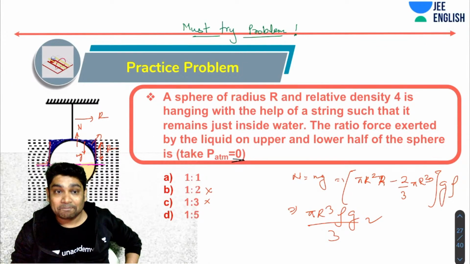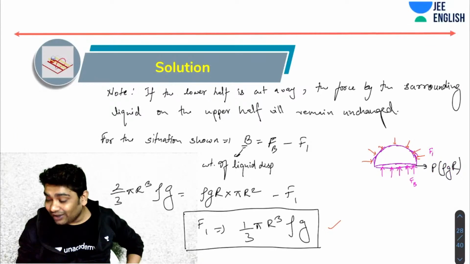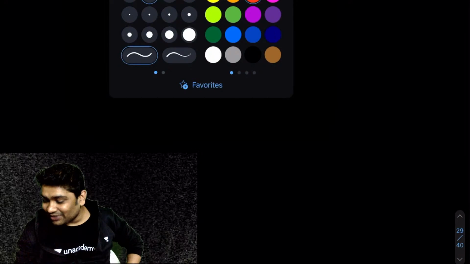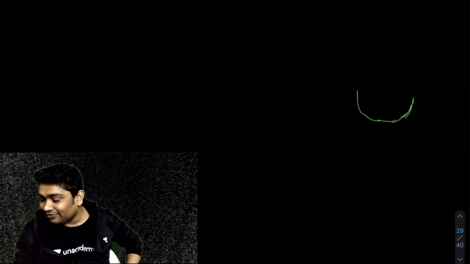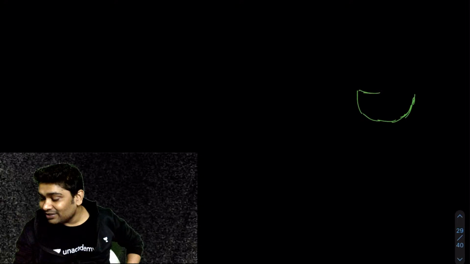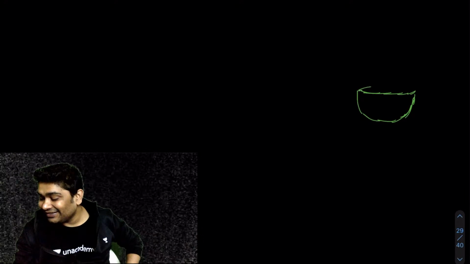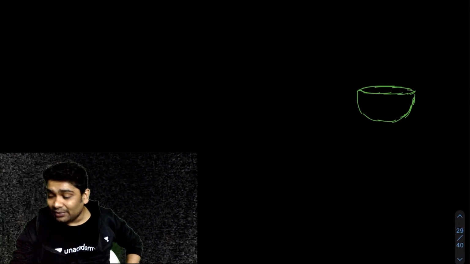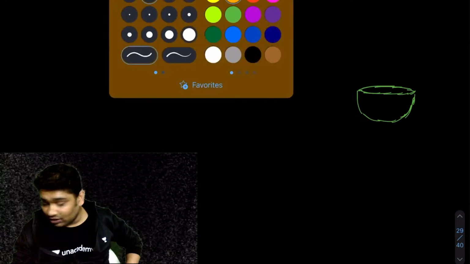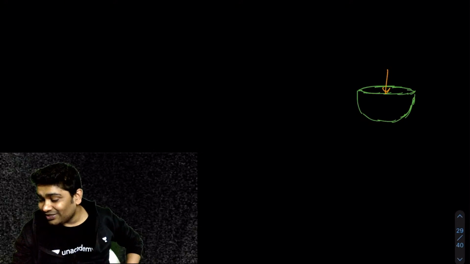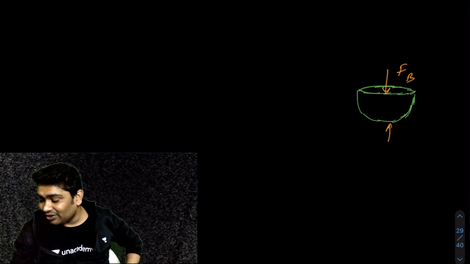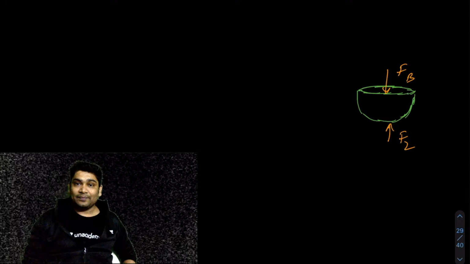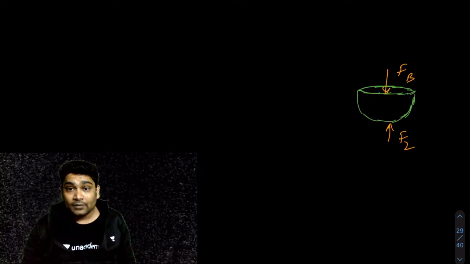Okay. Now for the lower half, what I'll do is something different. For that, I will remove the upper half. Let's remove the upper hemisphere. If I remove the upper hemisphere, then I have two forces acting on this. One is the force on the base, and the other is the force from the surrounding liquid. Let's call that F2.